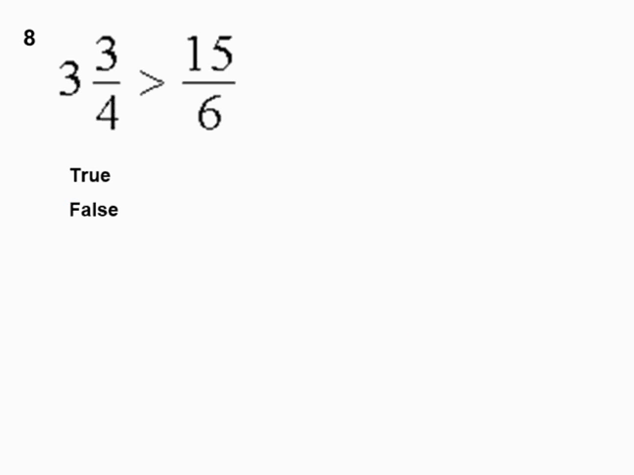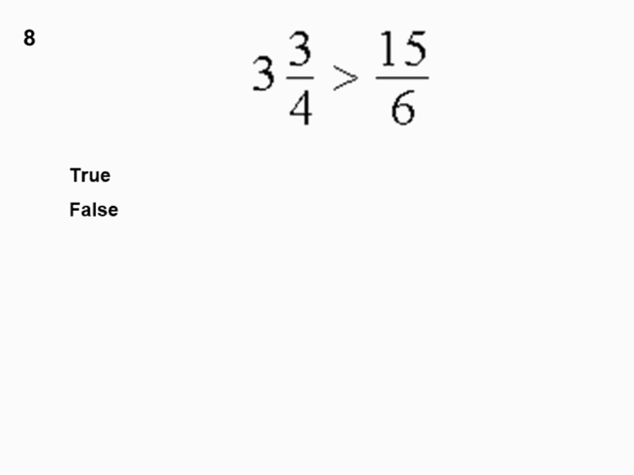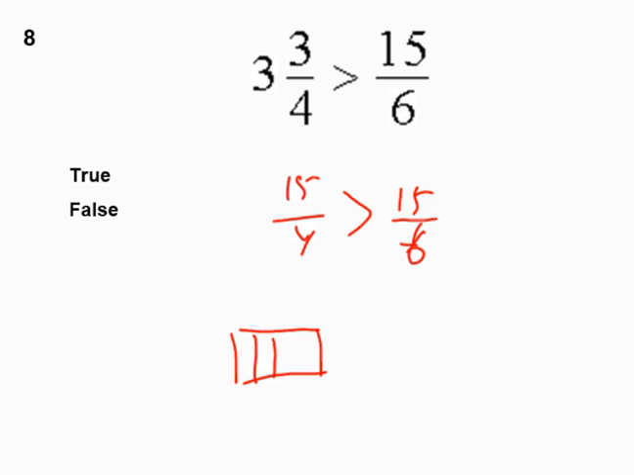Question 8, is this improper or mixed fraction greater than this improper fraction? Change it over to improper. So we're going to have 15 quarters is greater than 15 sixths. Now at this point, if you use logic, you can tell that this is true. Because if I have a quarter of pizza, right, there's a quarter, and if I have a sixth of pizza, right, 15 of these is going to be more pizza than 15 of these, so therefore it is true.